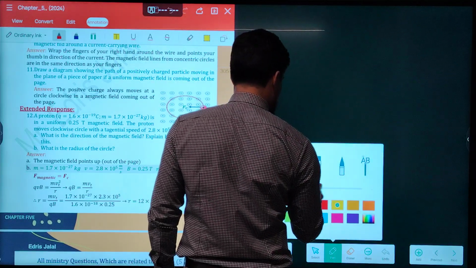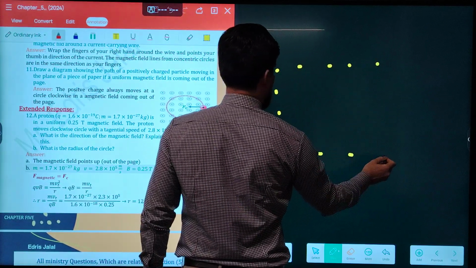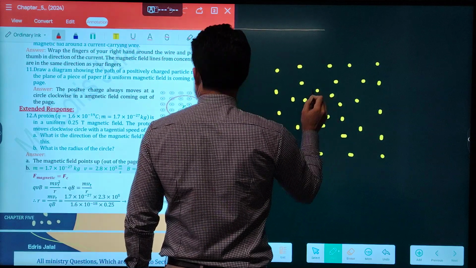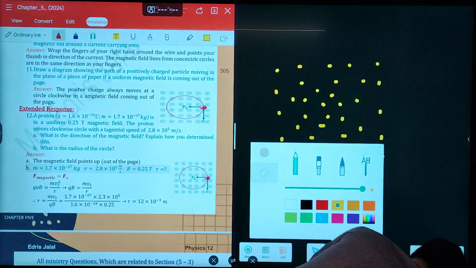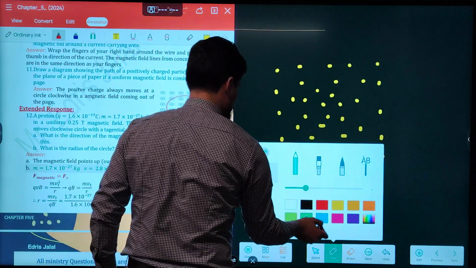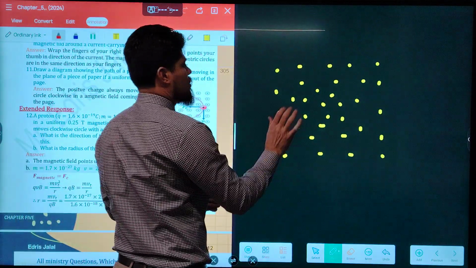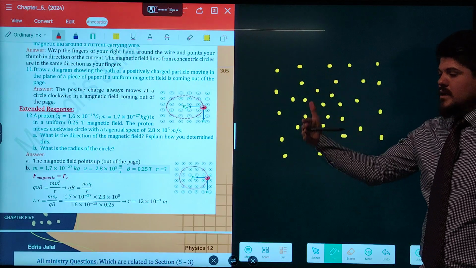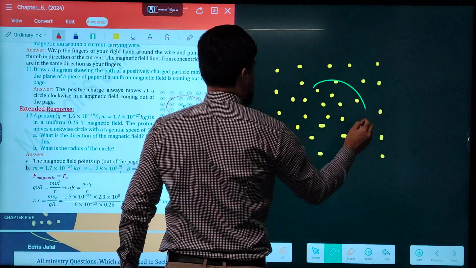The magnetic field is out of the page. If the magnetic field is out of the page, how is the positively charged particle moving? Guys, look, the positively charged particle, it should be moving out of the page. The field is out of the page. When moving like in this direction upward, the positively charged particle is moving clockwise direction.